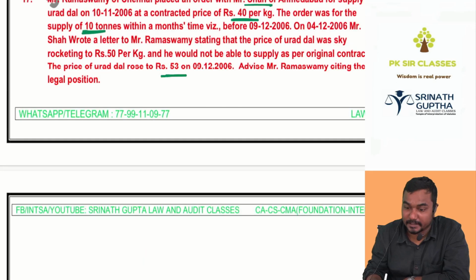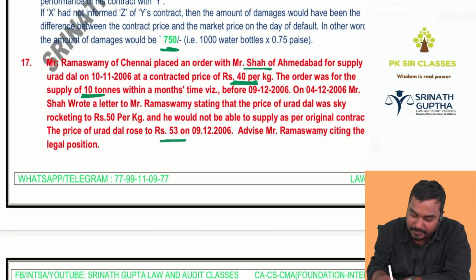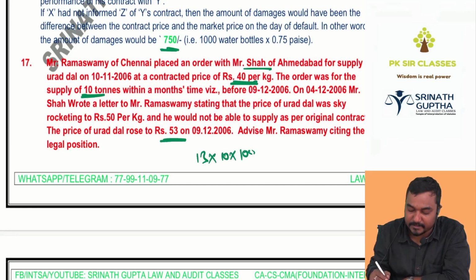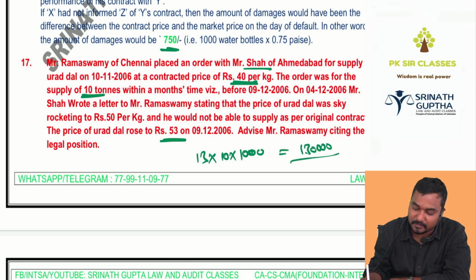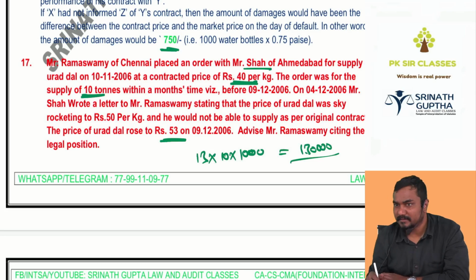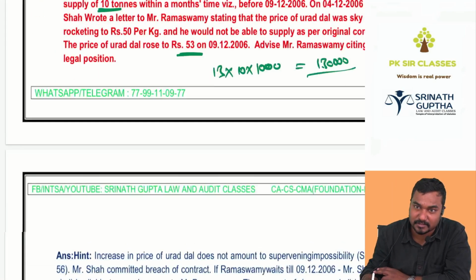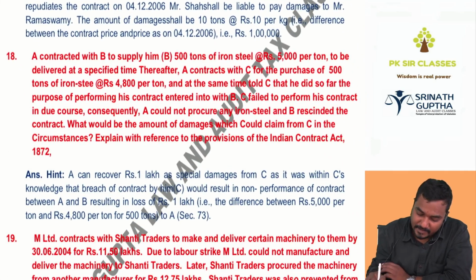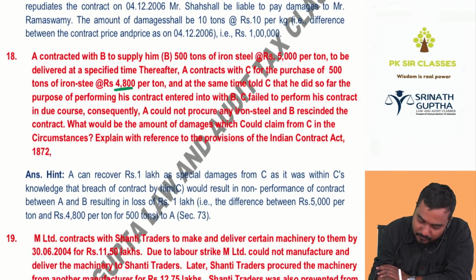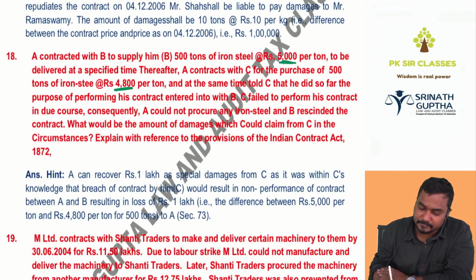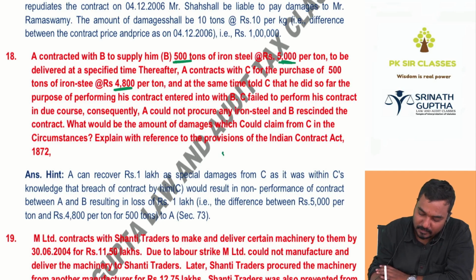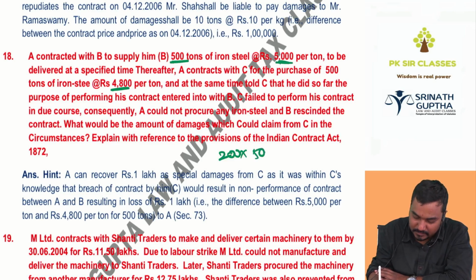Done. 13 rupees into 10 tons, each ton equal to 100... 1000. How much does it come to? A quintal means 100 kg, 10 tons means 1000. Clear? At which price we have to supply, but at which price are we supplying, into how many tons? 5,000 minus 4,000 is 1,000, into 500 tons.